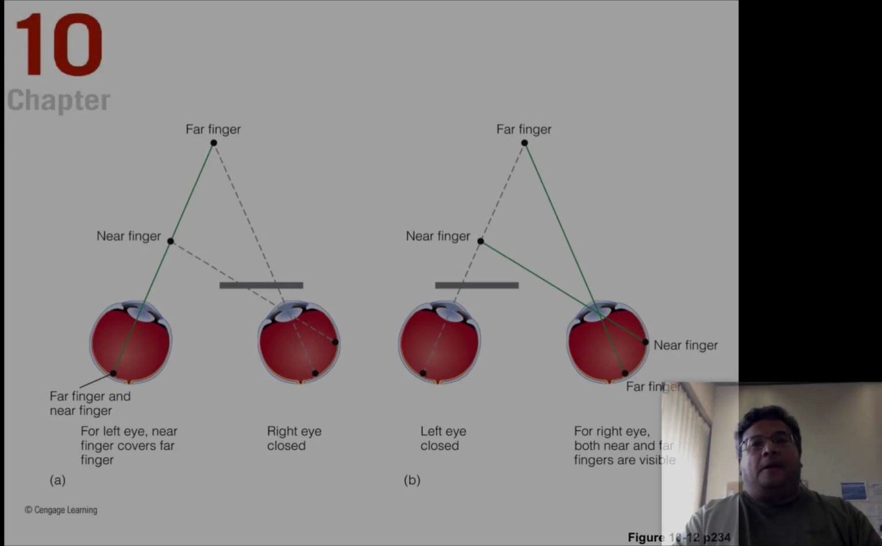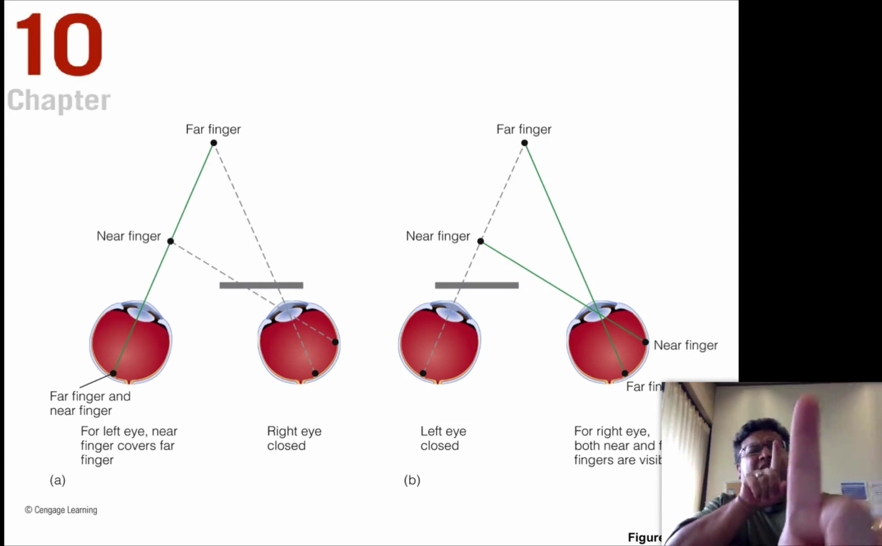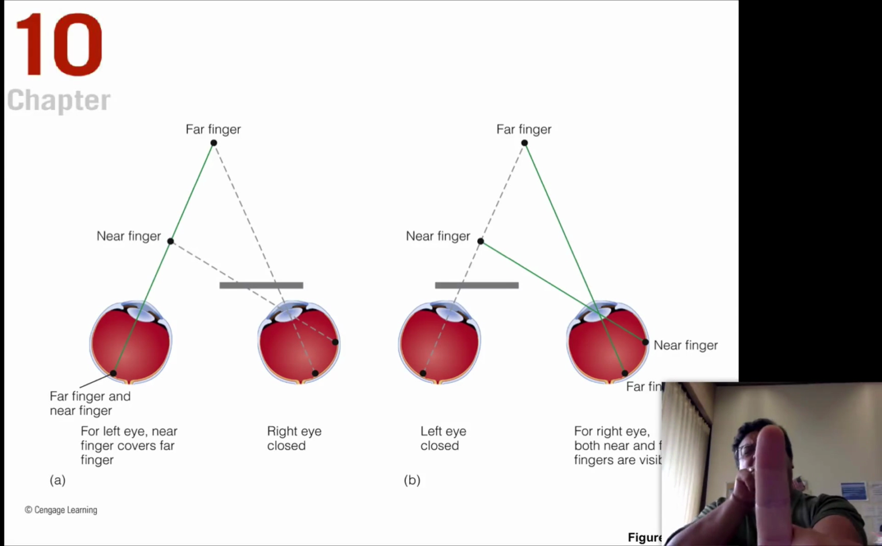So here's an experiment that you can do, and this is a very simple demonstration. You close one eye, and then you put two fingers out like this, a near finger and a far finger, and then you use the near finger to cover up the far finger. Then you close the open eye and open the unopened eye. So you switch eyes.